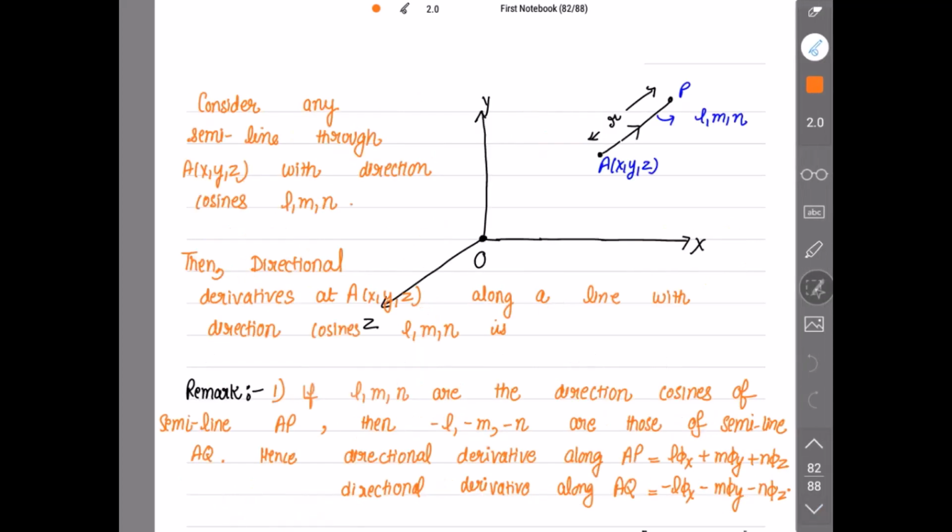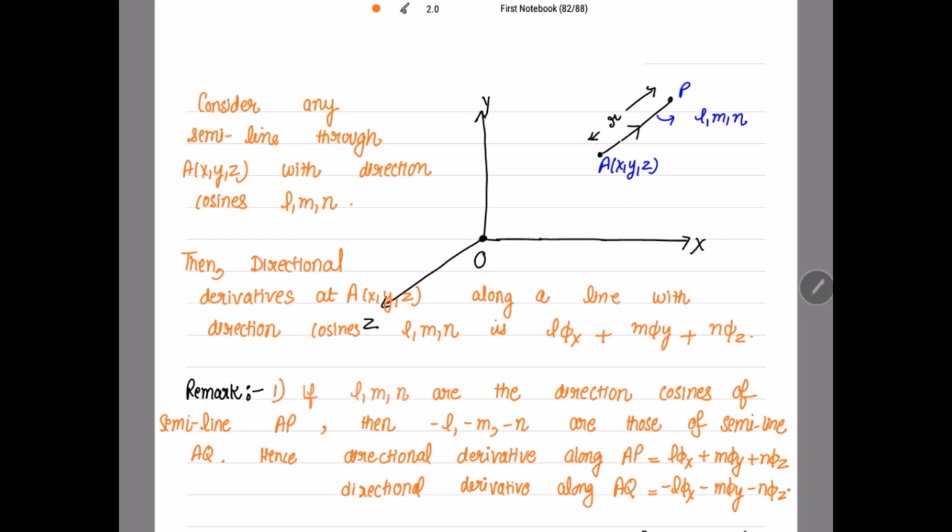So now you consider any semi-line through this A with direction cosines L, M, N, and A is having the coordinates x, y, z, and the distance of AP is R. Alright, then just remember this. Directional derivatives at A along a line with the direction cosines L, M, N is L phi x plus M phi y plus N phi z. So you have to remember this, right?